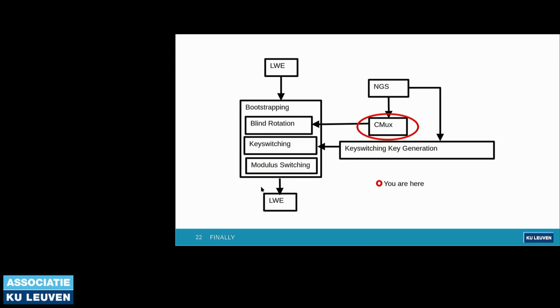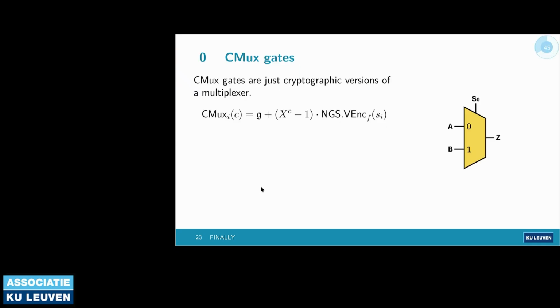So before we do that, we now need to do blind rotation, and before we do blind rotation, we now need the cryptographic multiplexer gates. So these are essentially just a cryptographic multiplexer gate. It is exactly what it says on the tin. Why we care about these is not so much this nice diagram.